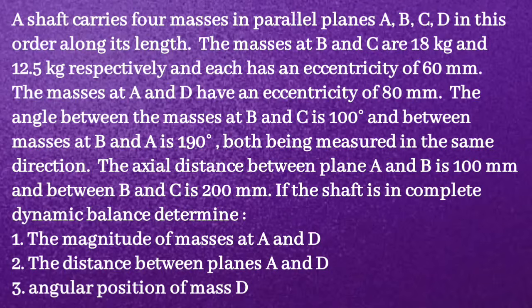The angle between the masses at B and C is 100 degree and between masses B and A is 190 degree, both being measured in the same direction. The axial distance between plane A and B is 100 mm and between B and C is 200 mm. If the shaft is in complete dynamic balance, determine first magnitude of masses A and D, second distance between planes A and D, third angular position of mass at D.